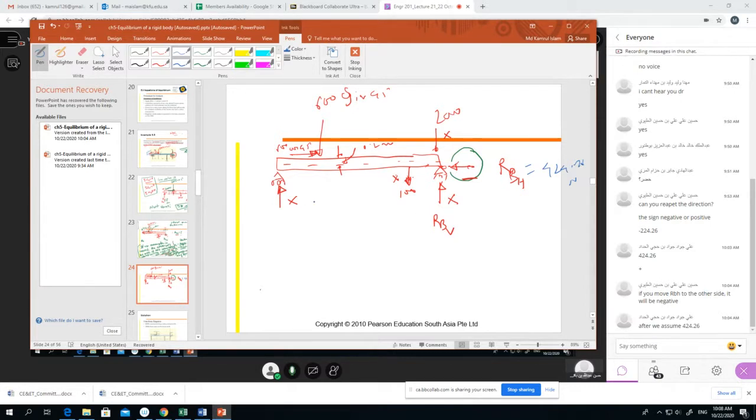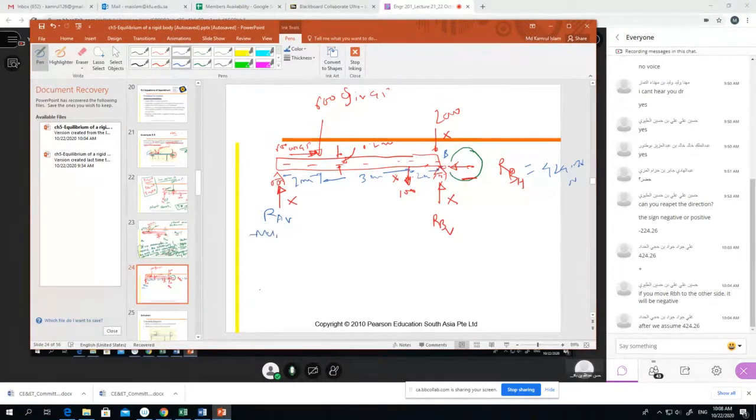Now we will do another problem. Here this distance is 2 meter and this distance is 3 meter, from here to here, and this distance is 2 meter, right? Now we need to find RAV or RBV, right? Now there are two unknowns. So we first take the moment at B. This is the point B.